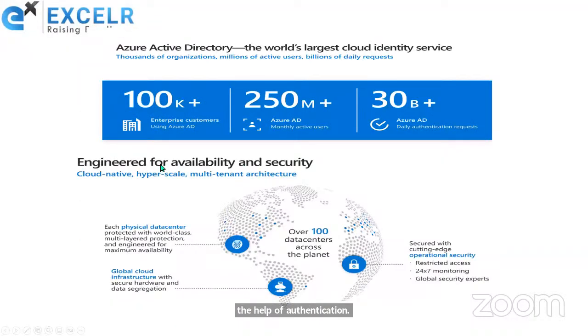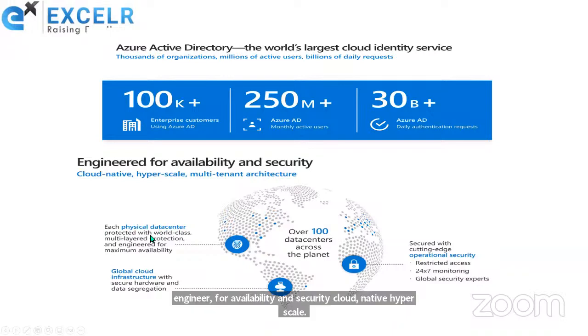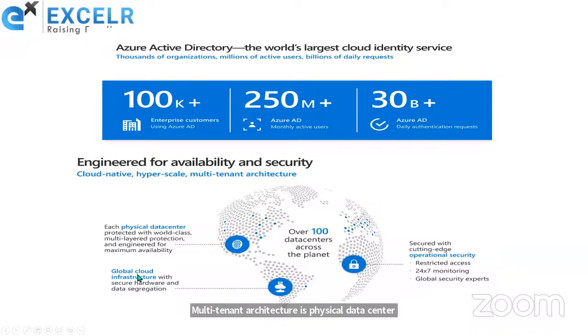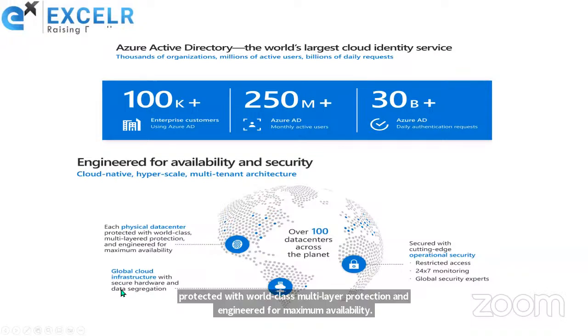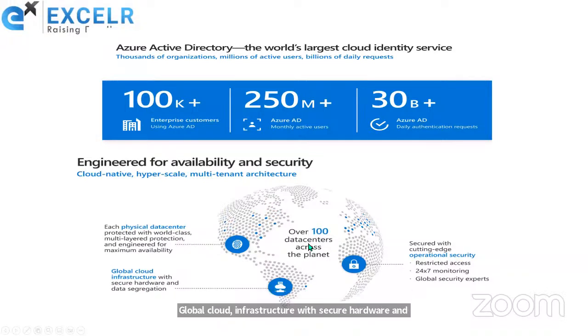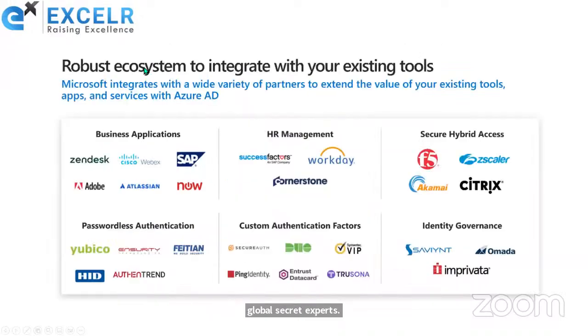Okay. Engineered for availability and security, cloud native, hyperscale multi-tenant architecture. The physical data center is protected with world-class multi-layered protection and engineered for maximum availability. Global cloud infrastructure with secure hardware and data segregation. Over 100 data centers across the planet. We have seen that. Secured with cutting-edge operational security, restricted access, 24/7 monitoring, and global security experts. The data center monitoring which is available, we have seen. And a robust ecosystem to integrate with existing tools.